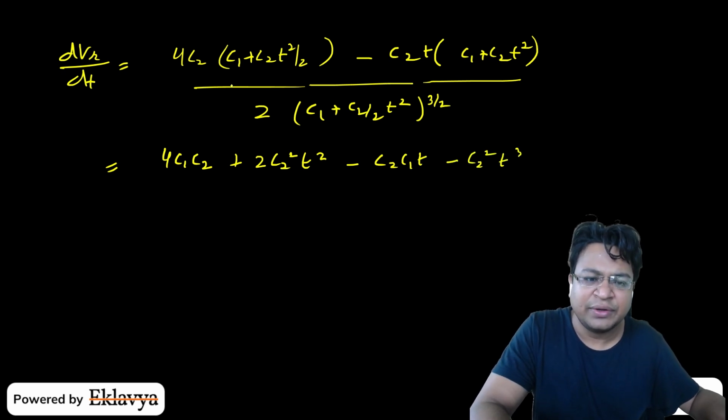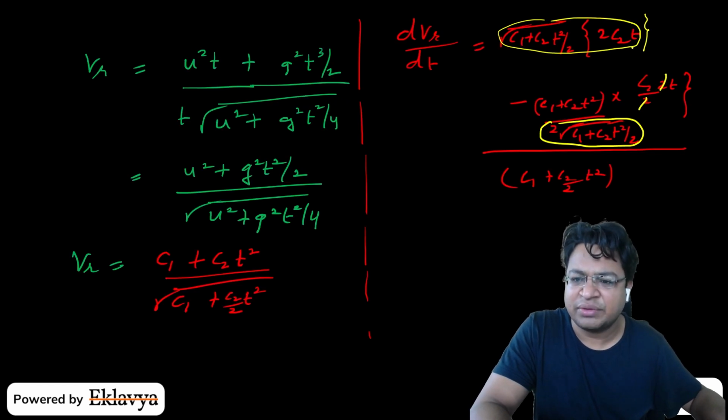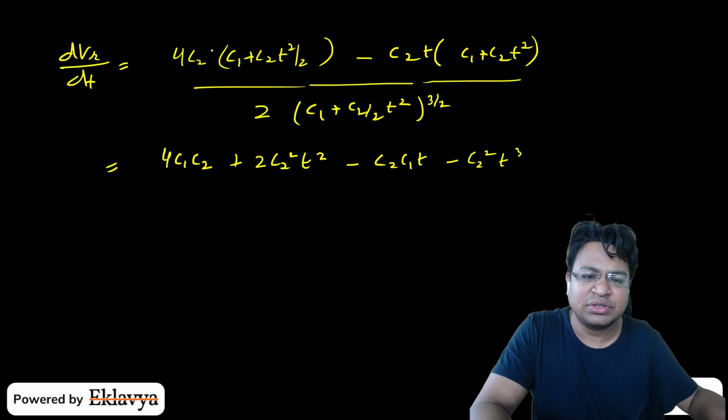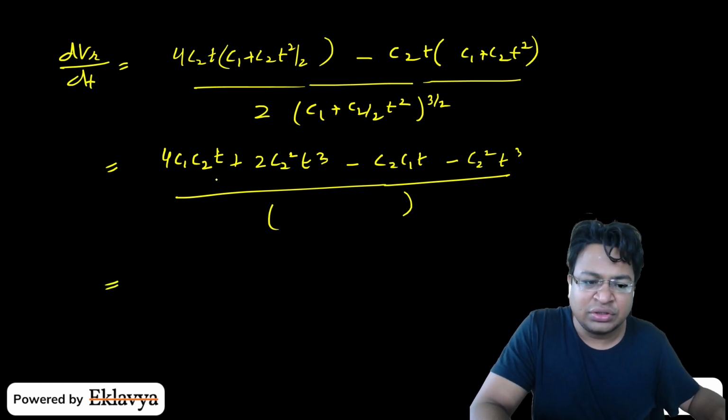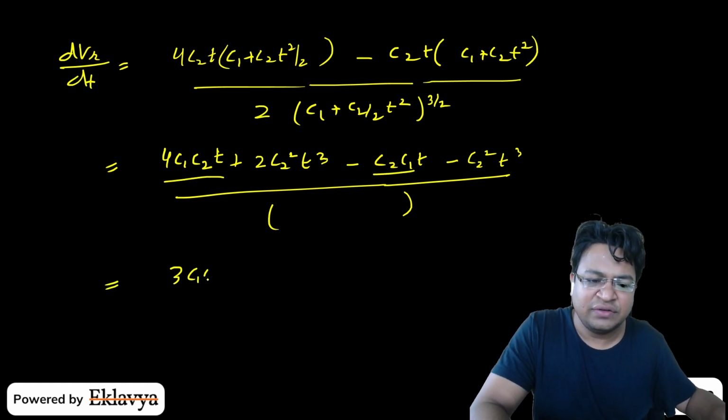Are we getting a cube here? We are not getting a cube here, which tells me dimensionally something is incorrect. So here was a T also. So again, a T will be here and this will be cube. Okay, now divided by whatever the denominator is. Because the denominator will be a positive number, I'm not interested in that. So this becomes 3 C1 C2 T plus C2 square T cube upon whatever.